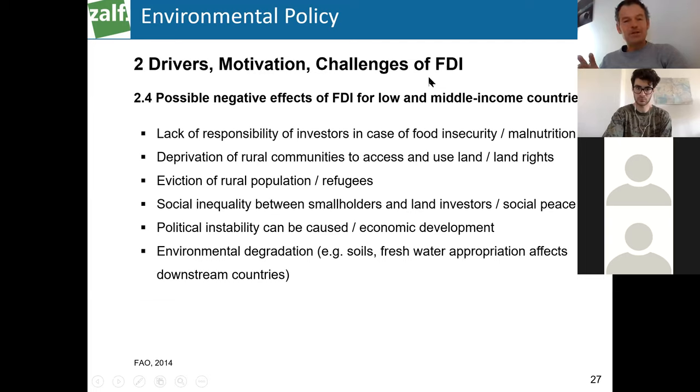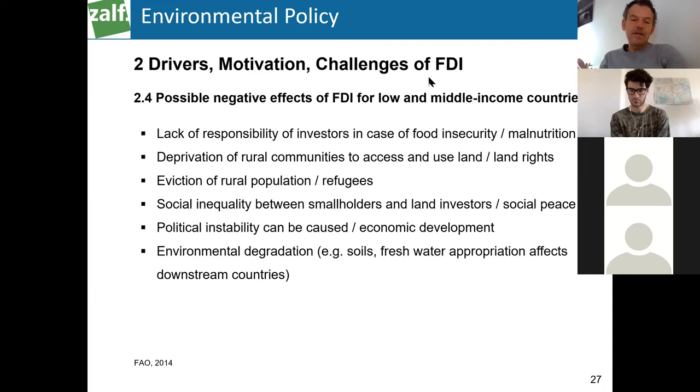negative effects. And I mentioned also some of those: lack of responsibility of investors in case of food insecurity. You see certainly that there are many, many cases where you see negative intentions also, and deprivation of rural communities, migration effects. We have eviction of rural population, refugees, social inequality between smallholders and land investors on the one hand, and the political instability that can be caused here.